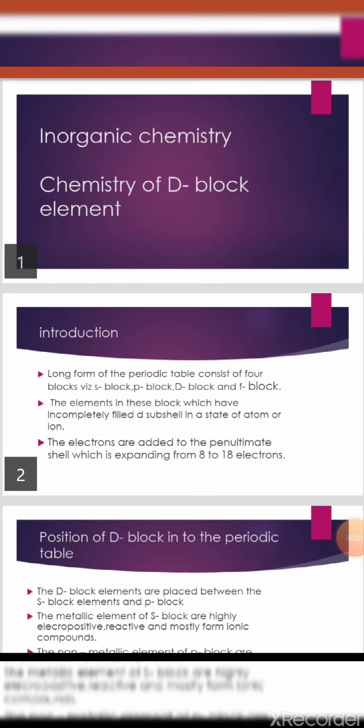Hello friends, today we will discuss the chemistry of d block elements. So first of all, introduction. The long form of the periodic table consists of four blocks, that is s block, p block, d block and f block. The elements of this block have an incompletely filled d subshell in the state of atom or ions, that is, the electrons are added to the penultimate shell, which is expanding from 8 to 18 electrons.